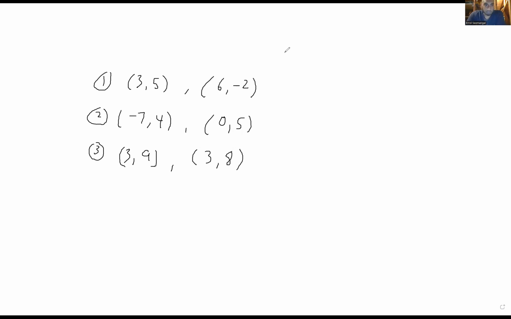Actually, we'll do 2 more. 5, -11, 4, and -2, -2. Find the slope on that one, and then 5, 5, 7, and 4, -8. All right, try to find the slope on those 5.